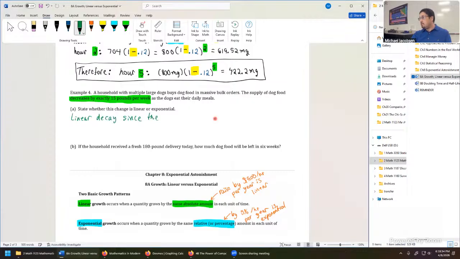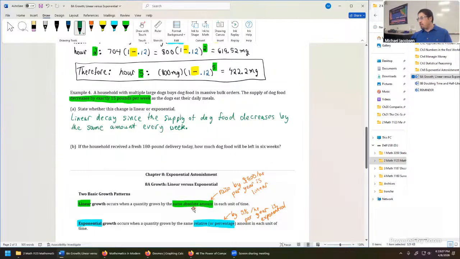since the amount, which is referring to the supply of dog food, I guess we can just say that, the supply of dog food decreases by the same amount every week. I didn't use the word absolute amount in the definition.